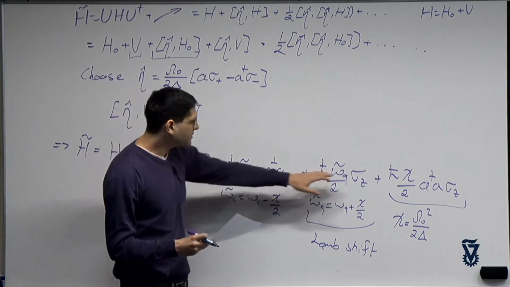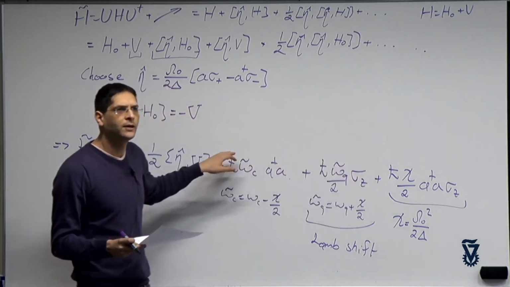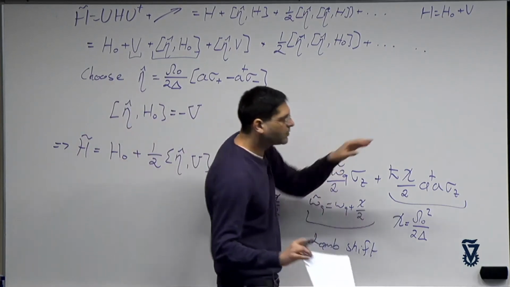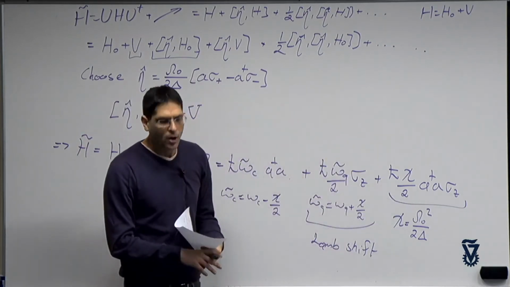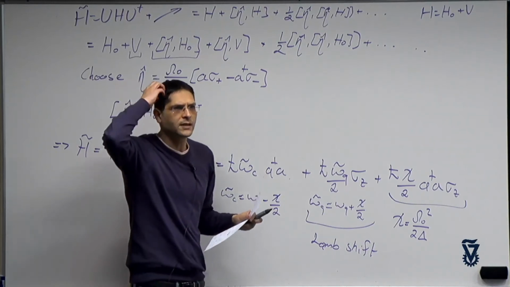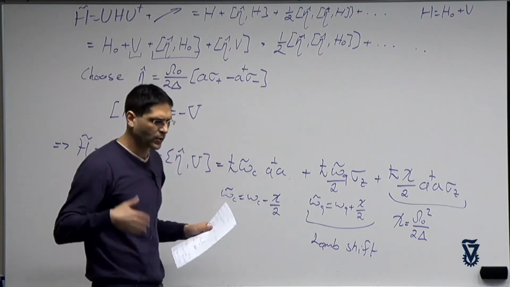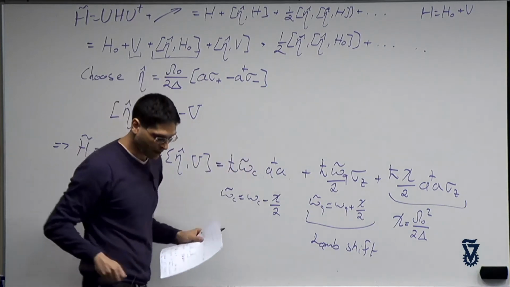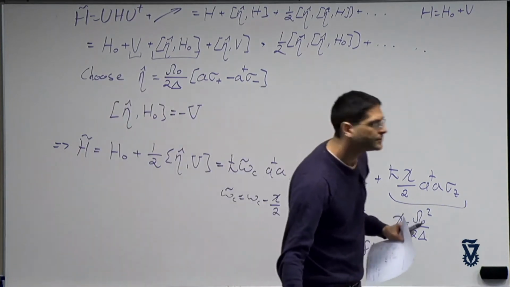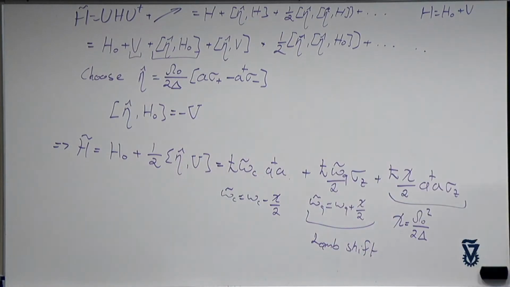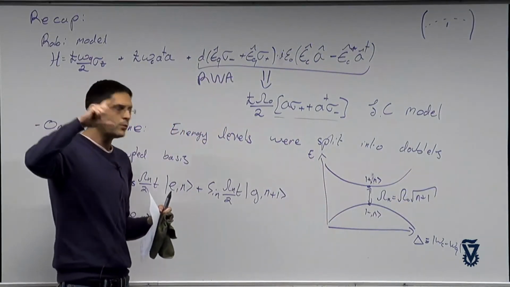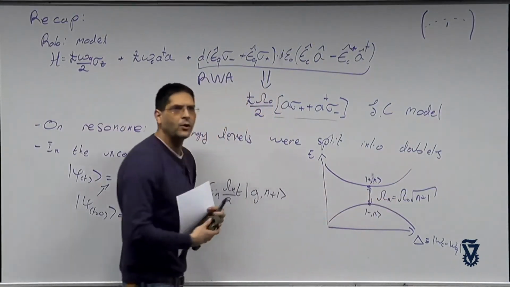Okay, so this is our dispersive Hamiltonian. This is what is called the dispersive Hamiltonian. And now I'm going to get to the next board, and we're going to discuss the spectra and what the energy levels look like. If you remember, this is the board on resonance. On resonance, we were split up into doublets, and each doublet was split by omega naught.